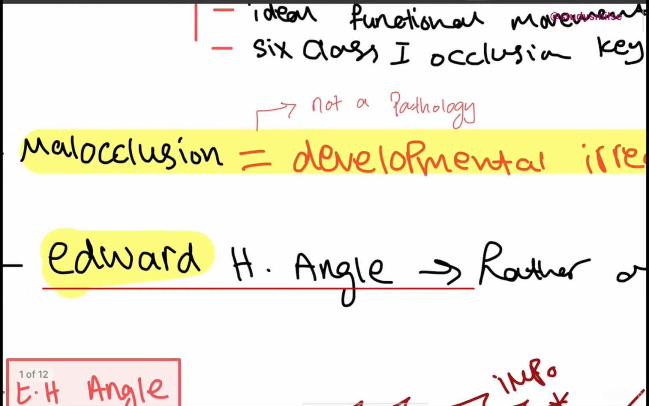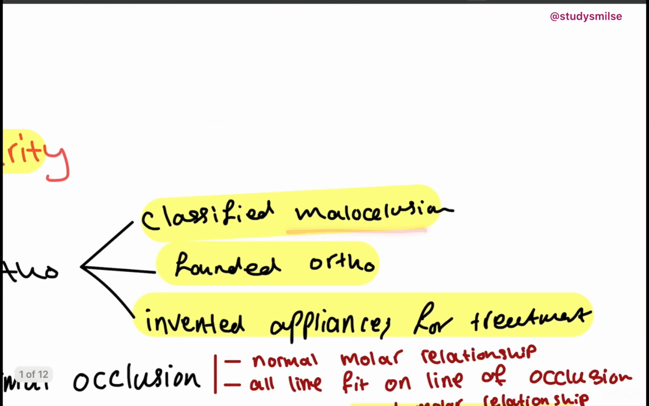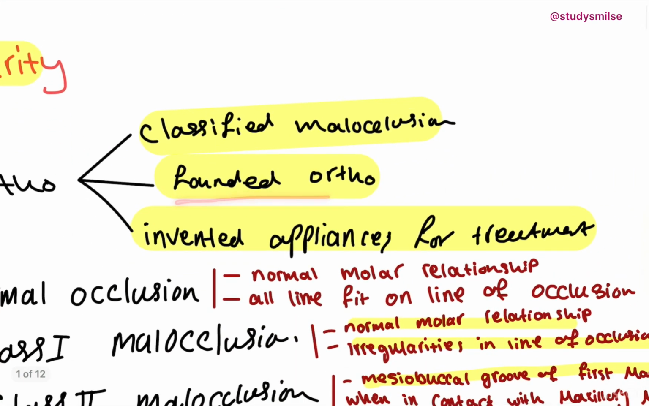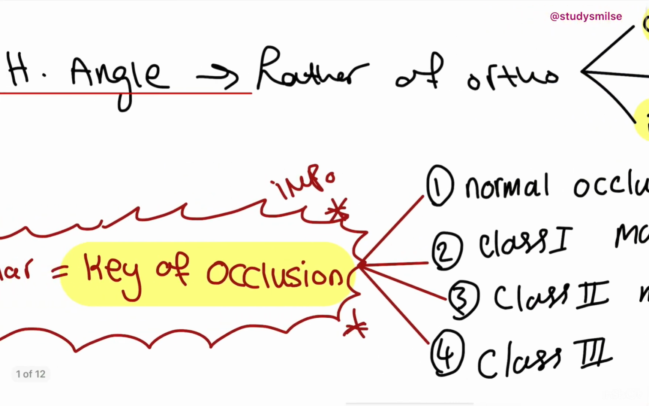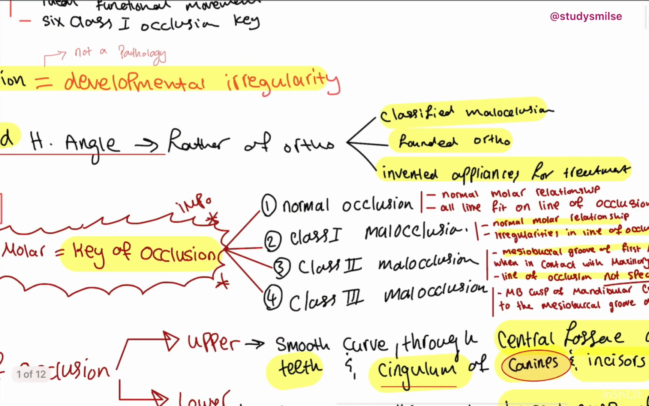Who founded orthodontics? Edward H. Angle is the father of orthodontics. He classified the malocclusions. He founded ortho. He invented the appliances for treatment. Now he classified the occlusion. He said that the key of occlusion is the maxillary first molar. So wherever the first molar is located, that is our key of occlusion.